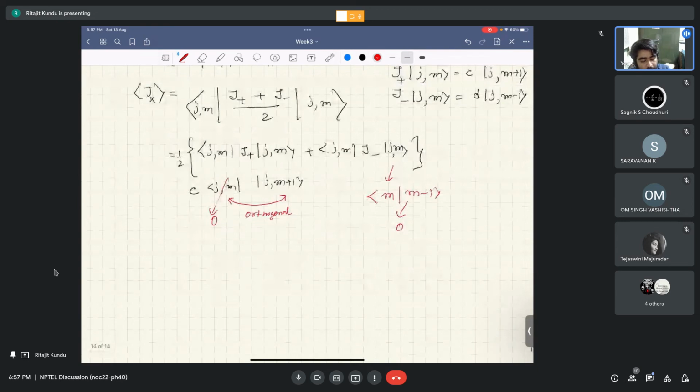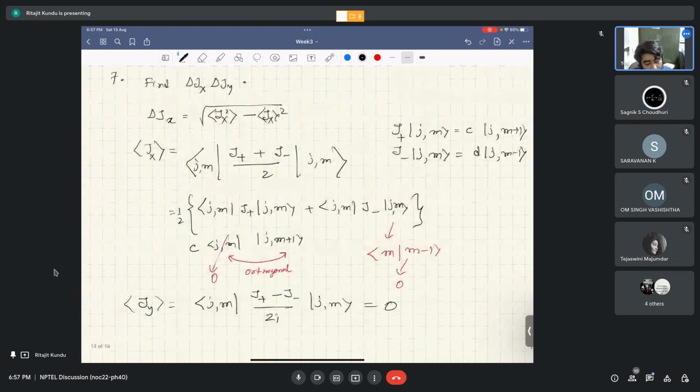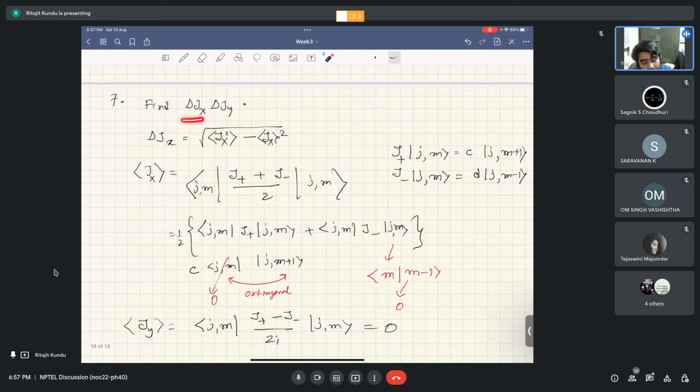Similarly for jy, we can again write it in terms of these raising and lowering operators. For this case, it is given by j plus minus j minus by 2i. Through the same arguments, you can show that this is actually 0. So you are getting the same kind of expectation as for jx. So this becomes 0. Now we have got a few components. We know that jx average is 0, so its square is obviously 0. Now we are left with calculating jx square and jy square.